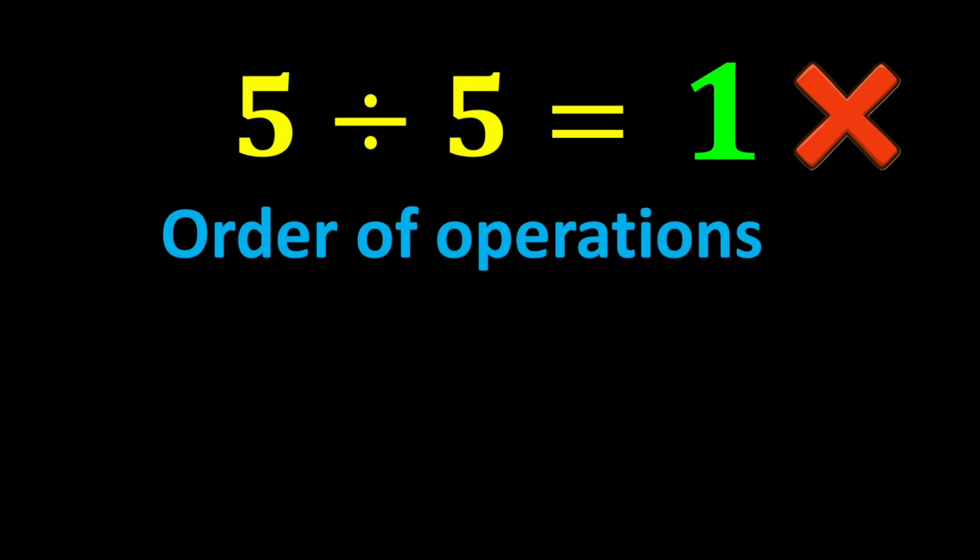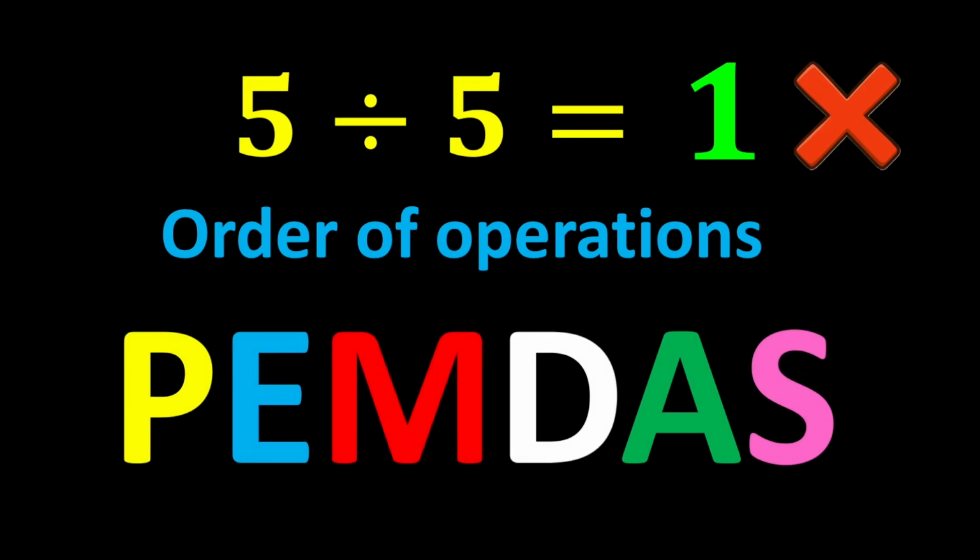the order of operations. The order of operations tells us that when we face a mathematical expression, we cannot start solving it from anywhere we like. Instead, we must follow a specific order called the correct order of operations. The correct order of operations is known by a short acronym called PEMDAS.